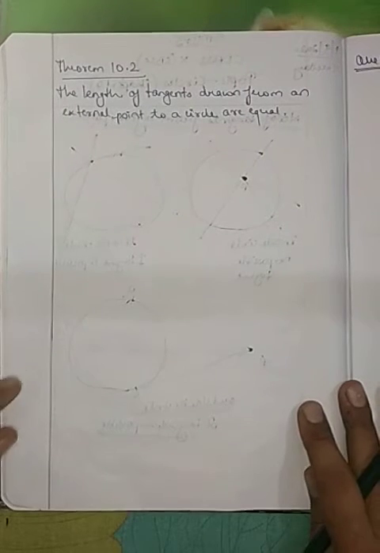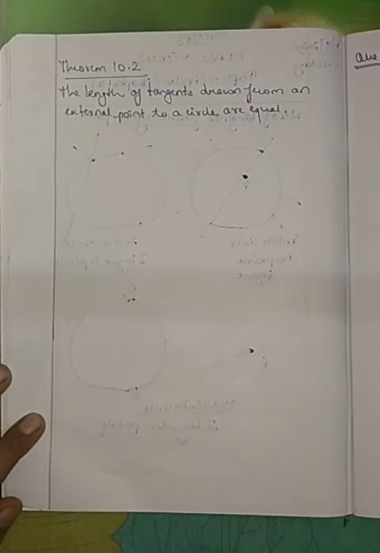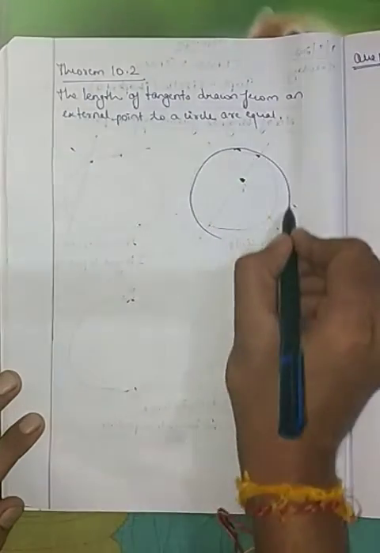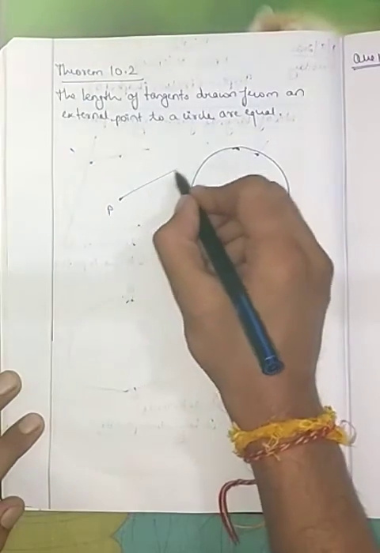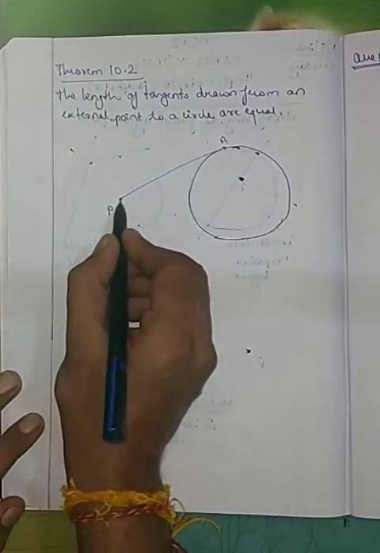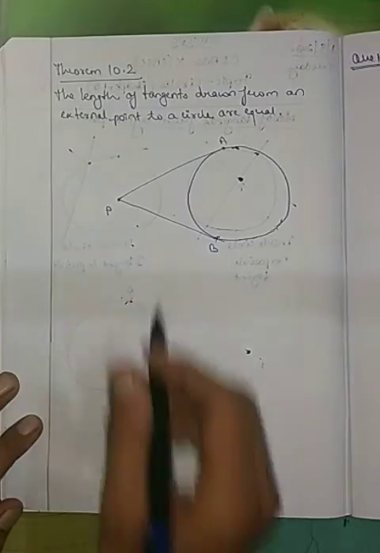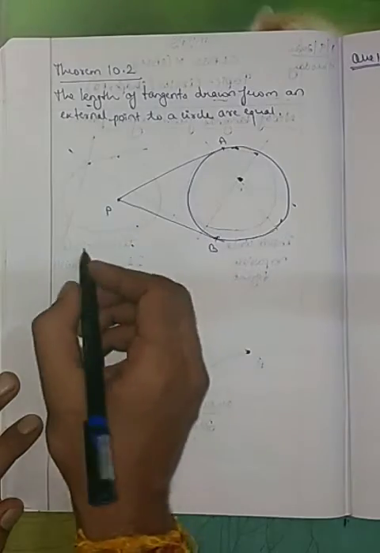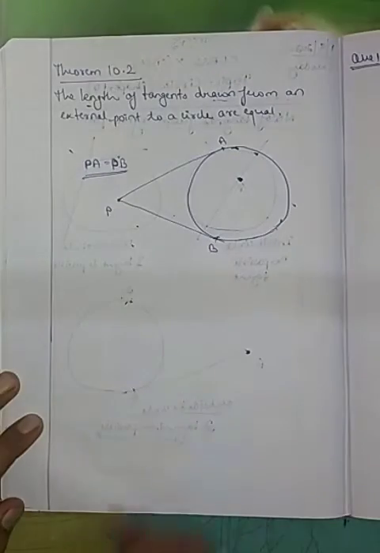So what does the theorem say? The theorem says the lengths of the tangents drawn from an external point to a circle are equal. Means if I have a circle like this and from a point outside the circle, say this is point P, I can draw two tangents. One tangent is PA and the other tangent is PB. So I have to prove that PA is equal to PB, means these two tangents are equal.